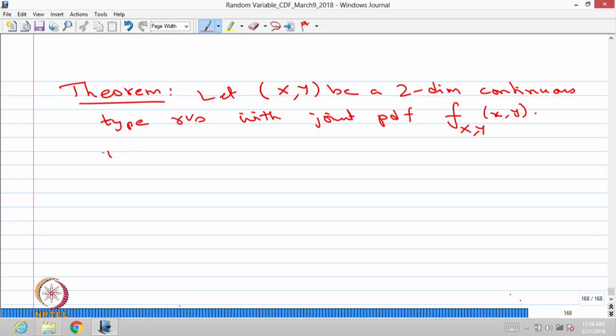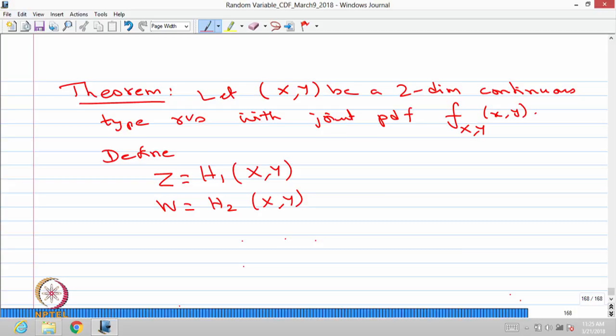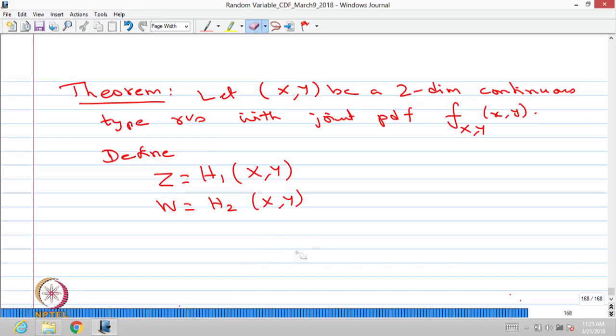I am going to define a new set of random variables. The first random variable Z is h1 of (X, Y). The another random variable W is h2 of (X, Y). We can assume that both h1 and h2 are Borel measurable functions, so that Z and W are going to be random variables.